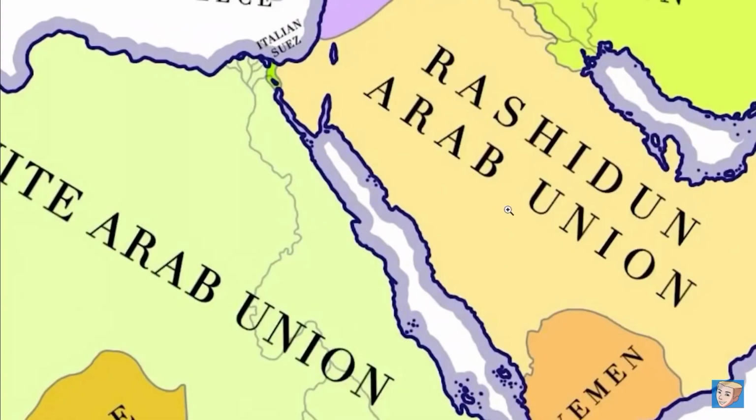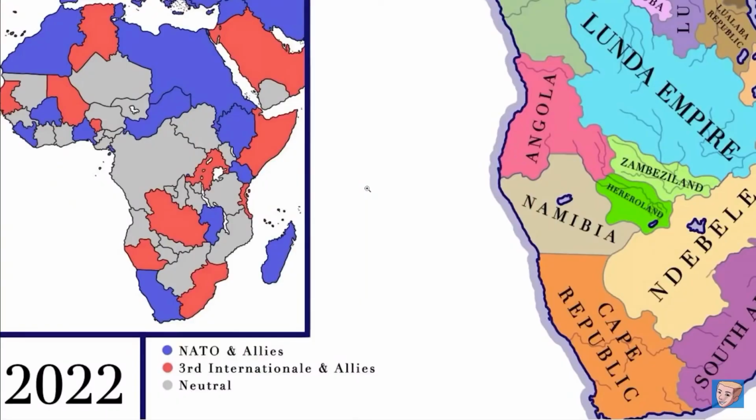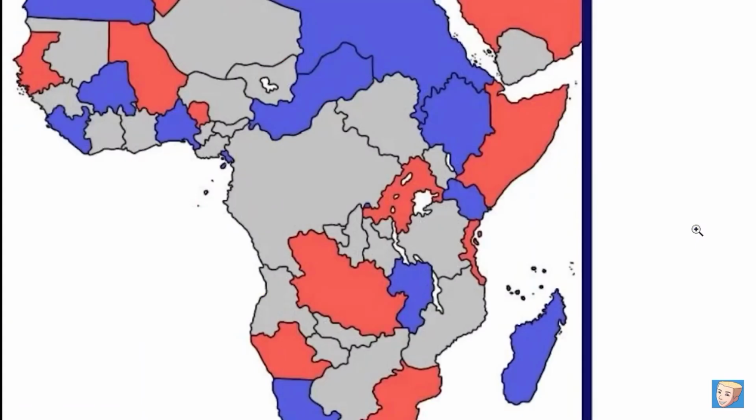Wait, are you guys a part of the Arab Union? Iran looks pretty big. There's a lack of Israel, I see. I think this world's still at each other's throats. Now Africa, though, is involved. A lot of neutral nations, though.